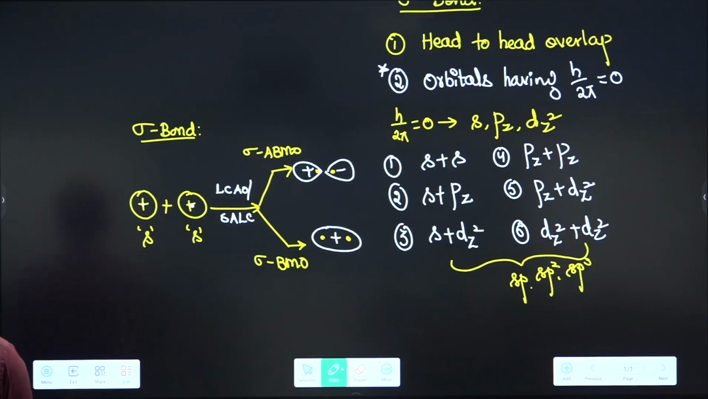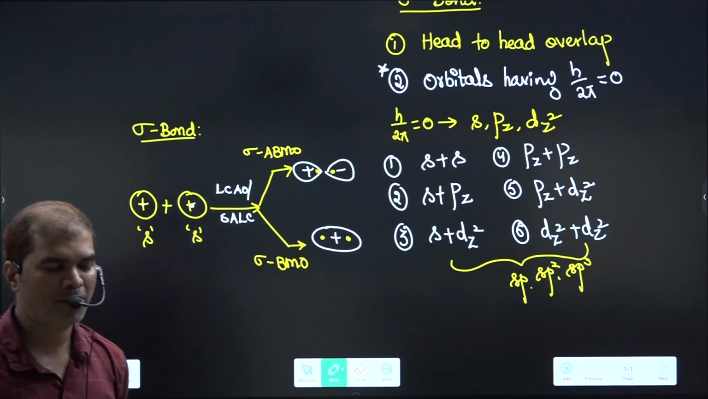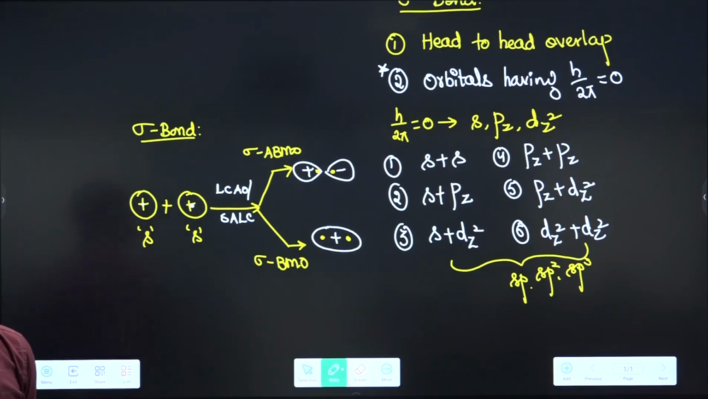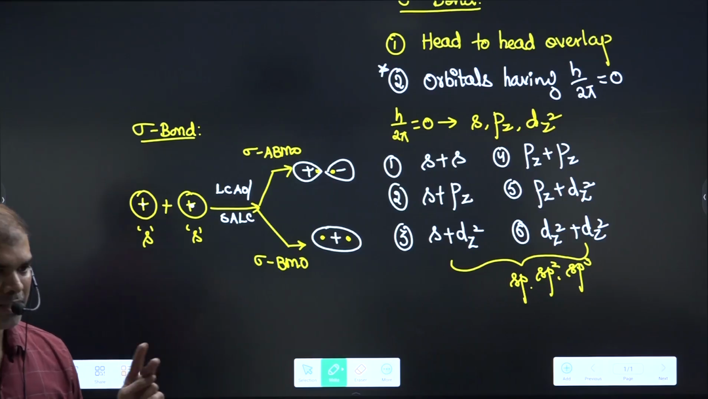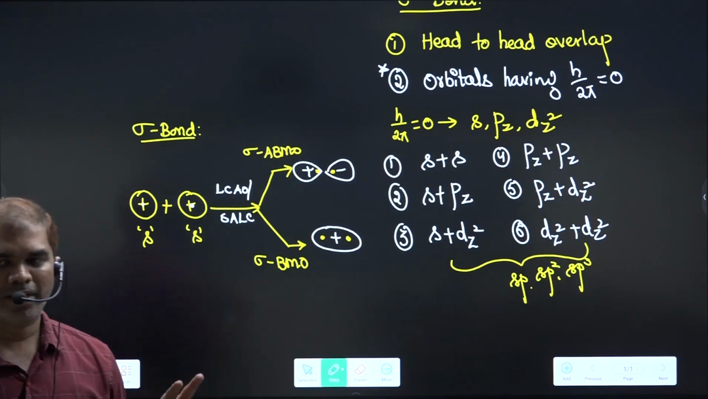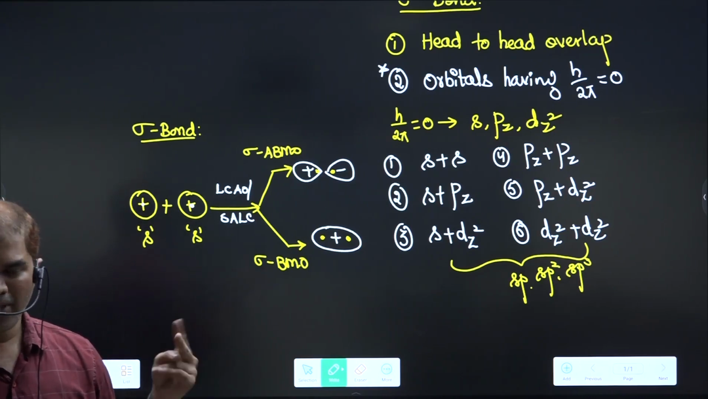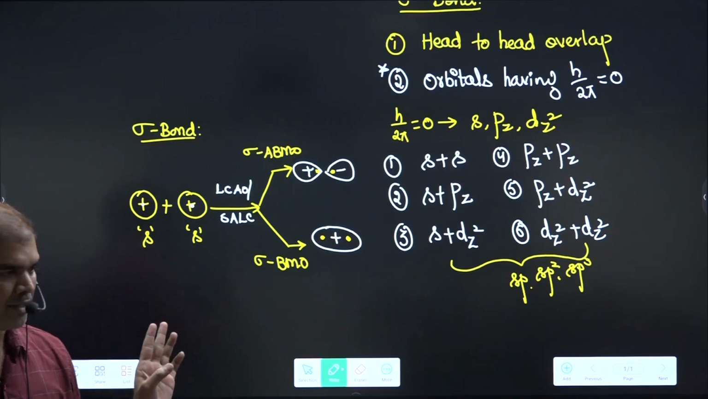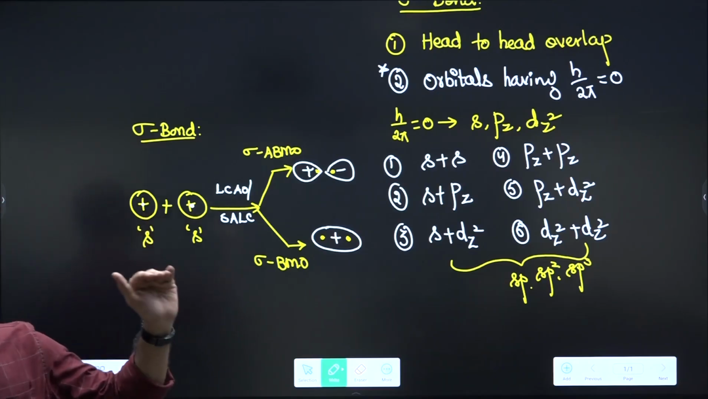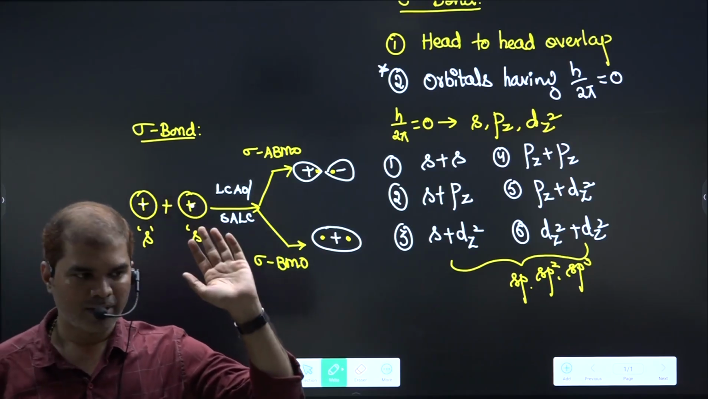What type of method is it? LCAO, what type of method is it? It is an approximation method. LCAO means linear combination of atomic orbitals. And always remember, whenever I say linear combination, either they can add or they can subtract. Linear means that is the meaning. Either they add or they subtract. Both things can happen. Whenever they add, you get bonding.